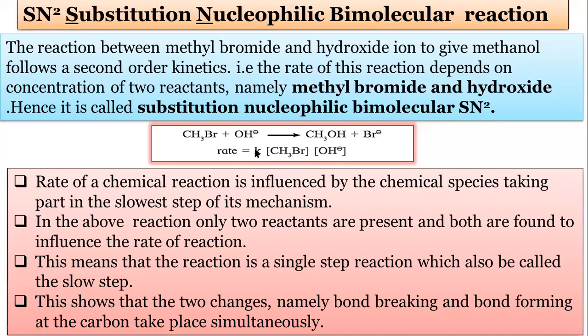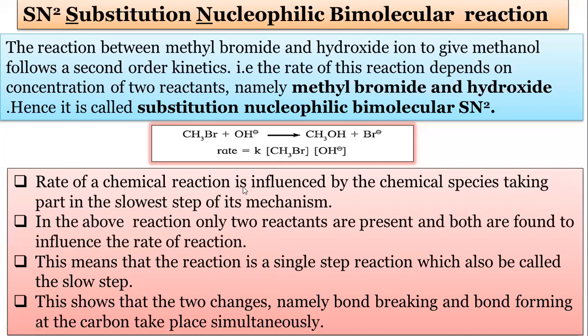It means the concentration of CH3Br and the concentration of OH minus should be included in the rate determining step. If you didn't understand these things, only concentrate. This is not actually asked for the exam, but you should know what is meant by rate determining step. What is the slow step? It is given in this paragraph. I am going to explain this paragraph.